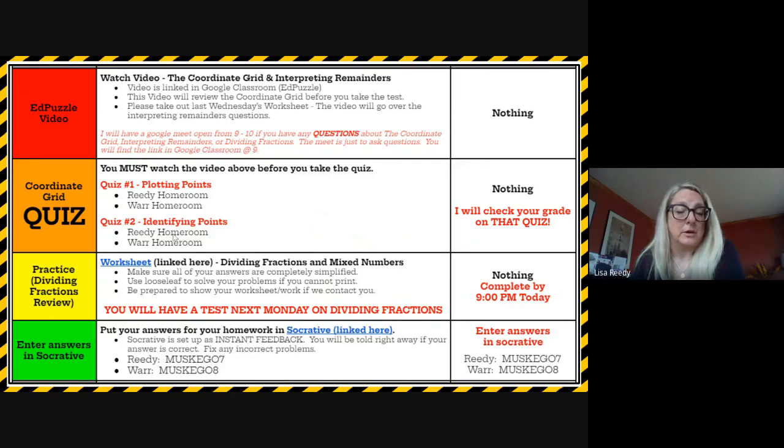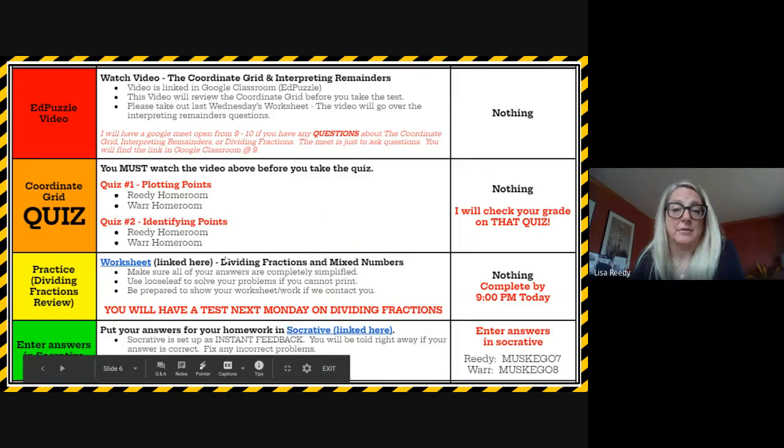When you're done taking the coordinate grid quizzes, there is a worksheet for dividing fractions. It's attached right here. It's dividing fractions and mixed numbers. You're going to have a test next Monday on dividing fractions. So you have to make sure you understand everything on this worksheet. The test will be very much like this worksheet. Make sure it's done by 9 tonight. And when you're done, you put your answers into Socrative. And this Socrative is going to be Muskego 7 for Reedy and Muskego 8 for War.